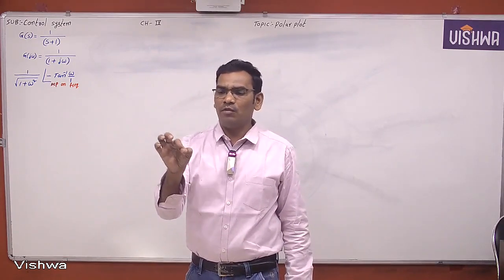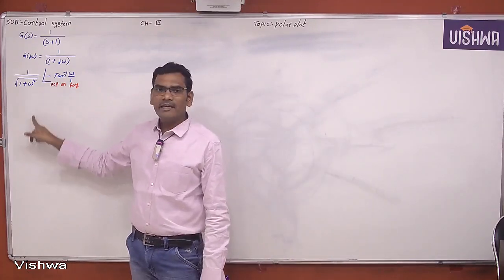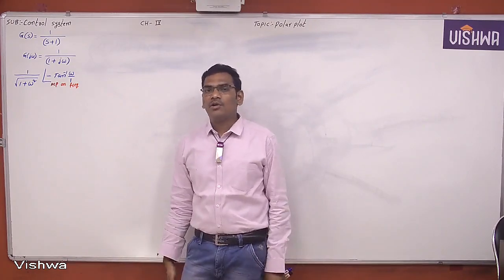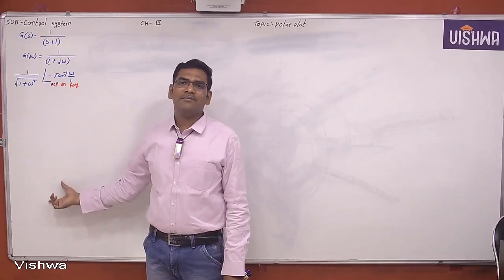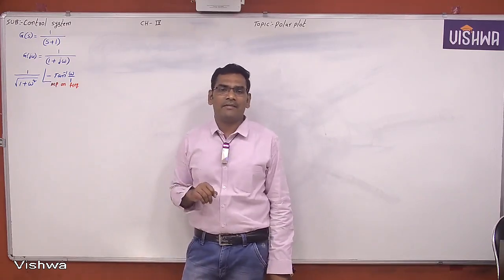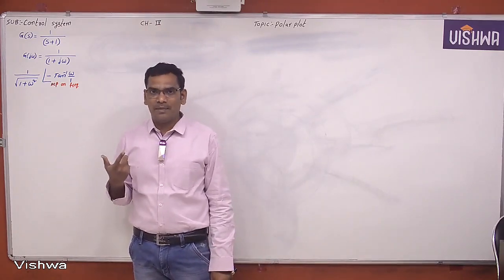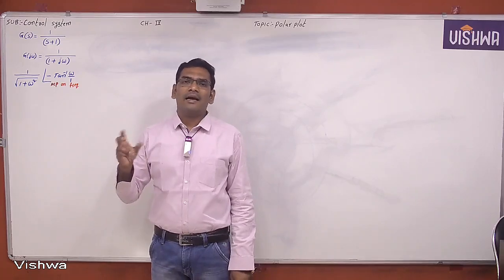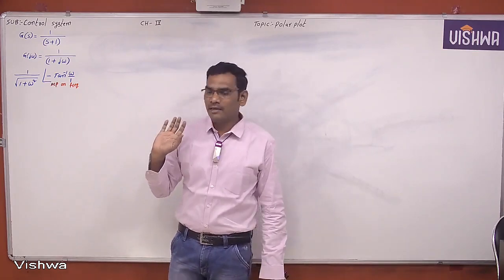Omega 0, omega 1, omega 2, omega 3, omega 4. Is it possible to calculate infinite magnitudes and infinite phase angles? No. Practically, it is not possible to find infinite parameters by applying infinite frequencies. Therefore, we will try to draw the approximated polar plot. At least a few frequencies you can calculate, at least the starting and the ending. Starting is omega equal to 0, ending is omega equal to infinity.